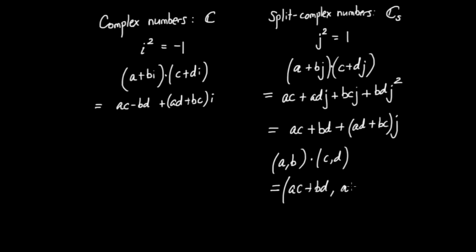AC plus BD in the first entry, the real component. Then the imaginary part is going to be AD plus BC. So you can see here that all we're really doing is swapping out a plus sign for a minus sign, which was present in the complex numbers. But this plus sign is quite interesting, and it's going to make all the difference.